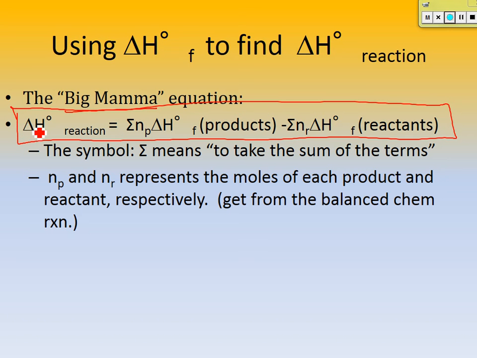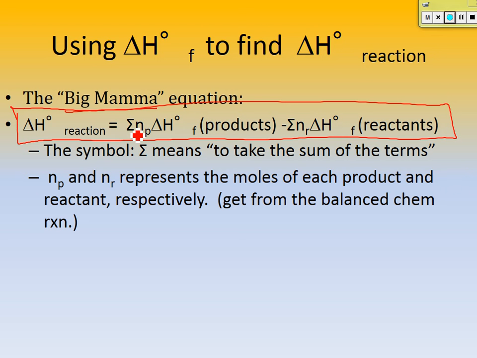Okay, the delta H of the reaction under standard conditions, which again is 25 degrees Celsius, 1 molar, and 1 atmosphere of pressure. Okay, it's got to be under those conditions. But we can figure out the delta H for this reaction. It's equal to, and you see this weird sign right here, this is a Greek letter, sigma. It means take the sum of. So sigma times N sub P times the delta H of formation of the products.